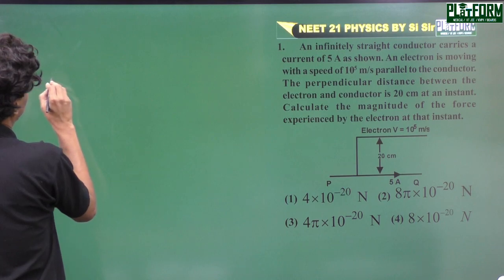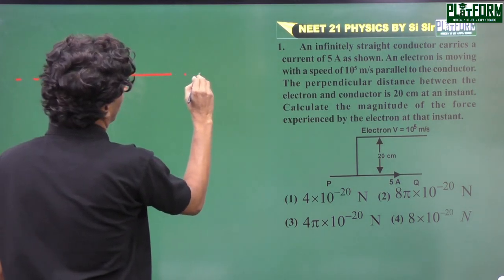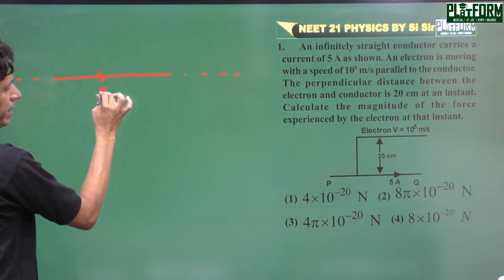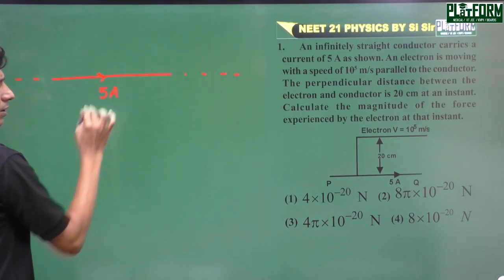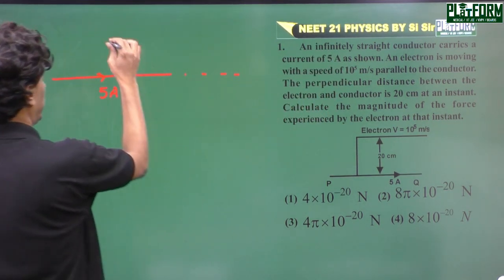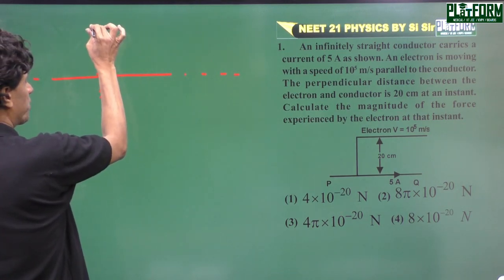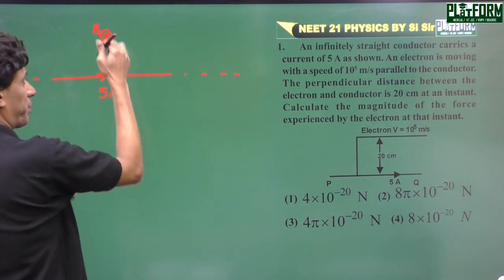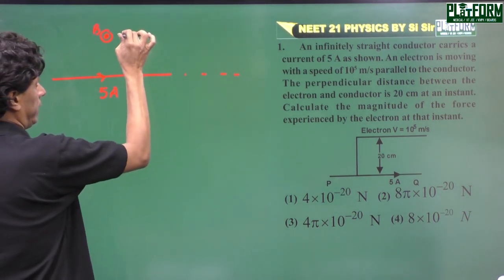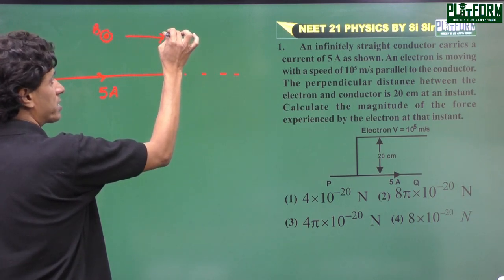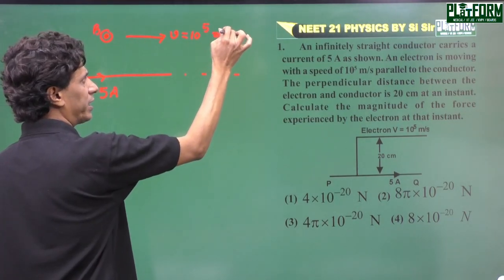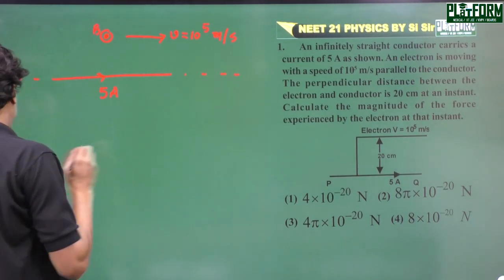So, the magnetic field due to a current carrying conductor. It is a current carrying conductor of current 5 ampere and it is sufficiently long. We can get the magnetic field at this point perpendicularly outward to the plane of the board. An electron is moving with velocity 10 to the power 5 meter per second.